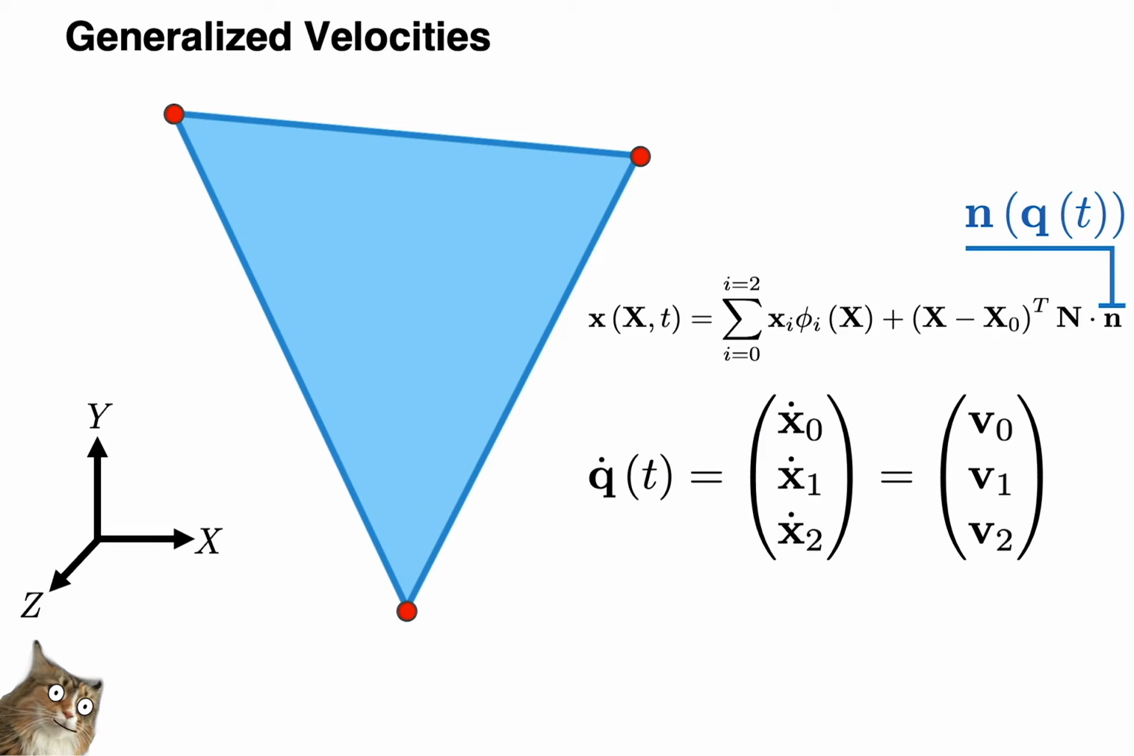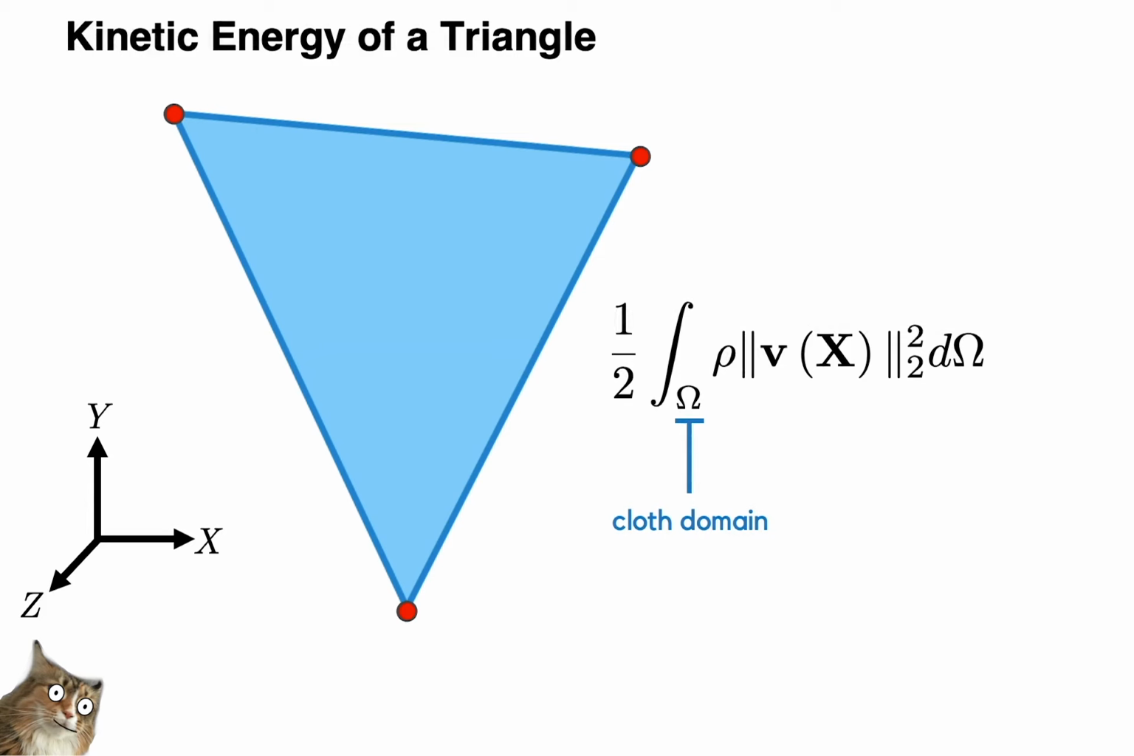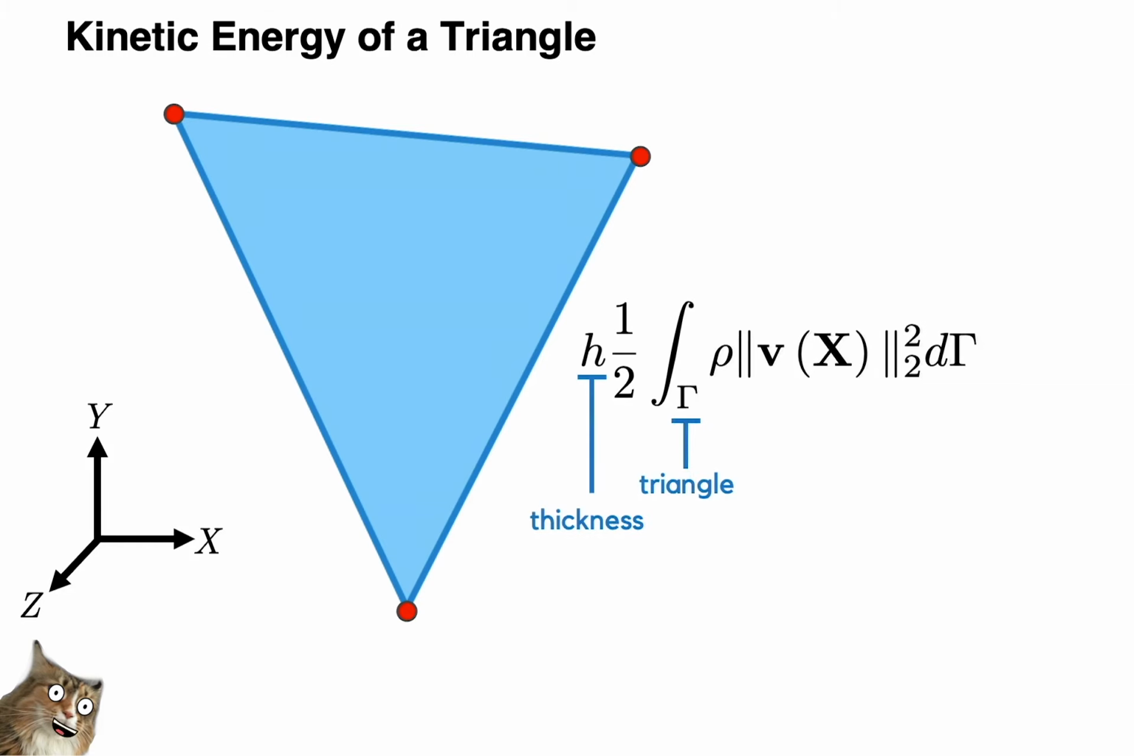Following the standard approach, we can now define our generalized velocity as the stacked vector of per-vertex velocities. And we can use these velocities to compute the kinetic energy of our cloth triangle. Here we integrate over the cloth domain represented by our finite element, which includes the volumetric thickness of the material. However, because the cloth is so thin, we can assume that the kinetic energy is effectively constant in the direction orthogonal to the triangle, and this allows us to rephrase our integral as the integral of kinetic energy over our triangle times the thickness of the cloth itself.